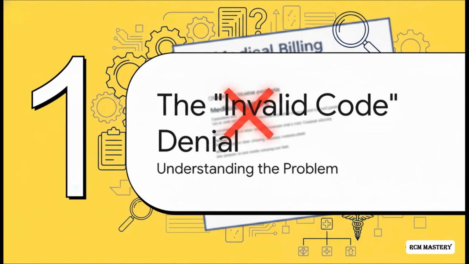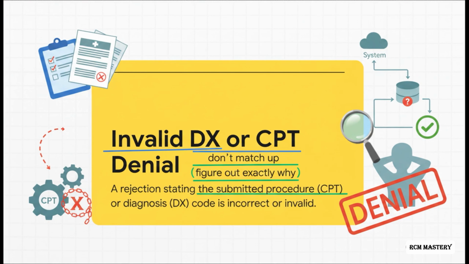All right, so first up, the invalid code denial. Let's really get to the bottom of this problem. So, when you see this denial, here's what's actually going on. The insurance carrier isn't doubting the service you provided. Nope. They're questioning the language you use to bill for it. They're basically saying, hey, the procedure code or the diagnosis code you sent us, it's just not computing in our system. It's either wrong, not specific enough, or just invalid for some reason. Our whole job is to figure out exactly why.